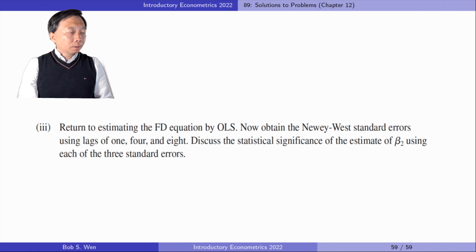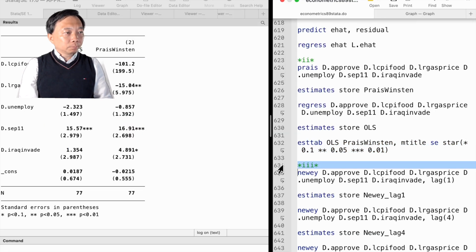In Part 3, return to estimating the first difference equation by OLS. Now obtain the Newey-West standard errors using lags of 1, 4, and 8. Discuss the statistical significance of the estimate of beta 2 using each of the 3 standard errors.